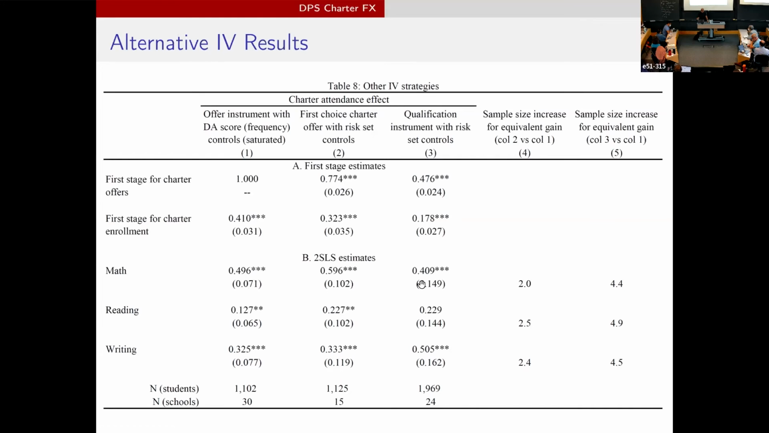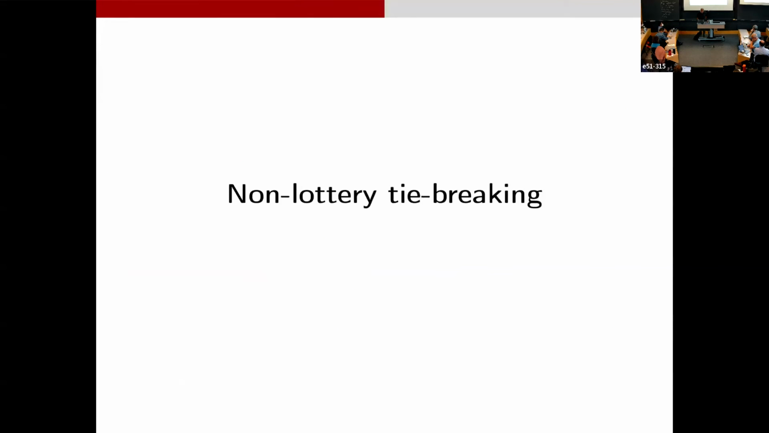You can convert that into something that's a little bit easier to digest. What would be the sample size increase for an equivalent gain between column 2 and column 1? If I use the first choice strategy and compare it to using the full DA score strategy, it's as if I had twice the amount of data. So that's maybe a reason to embrace the details here. Let me pause here. If there's any questions, yeah.